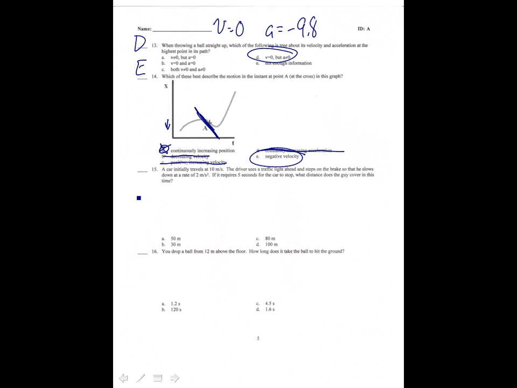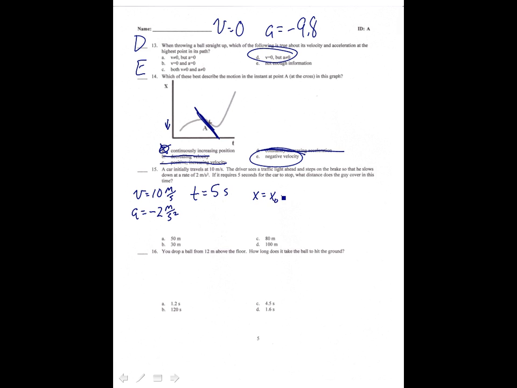Alright, a car travels initially at 10 meters per second. The driver sees a traffic light up ahead and slows down at a rate of 2 meters per second squared. That means the acceleration is minus 2 meters per second squared because he's slowing down, so it's in the opposite direction of the velocity. It requires 5 seconds. What distance does he cover?